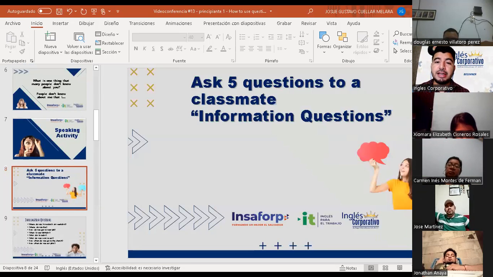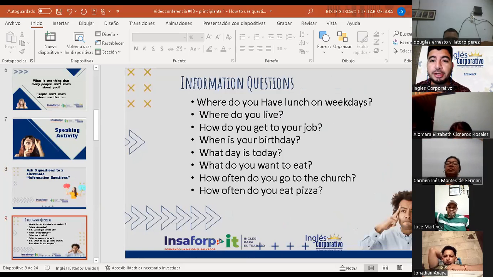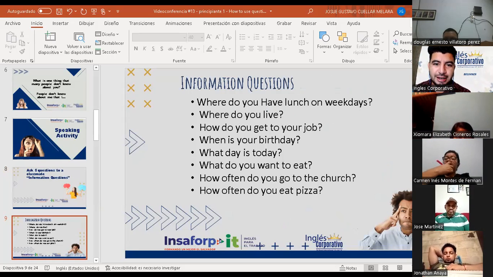We have speaking activity. Ask 5 questions to a classmate. This is information questions. Do you remember that we studied this the last time? Where do you have lunch on weekdays? Where do you live? How do you get to your job? Y si se recuerdan, if you remember yesterday, you invented or you selected 2 questions. Seleccionaron 2 preguntas y me las dijeron al final de la clase, okay? So these are just examples. You can invent or you can create some other questions. Pueden crear otras preguntas si ustedes gustan.